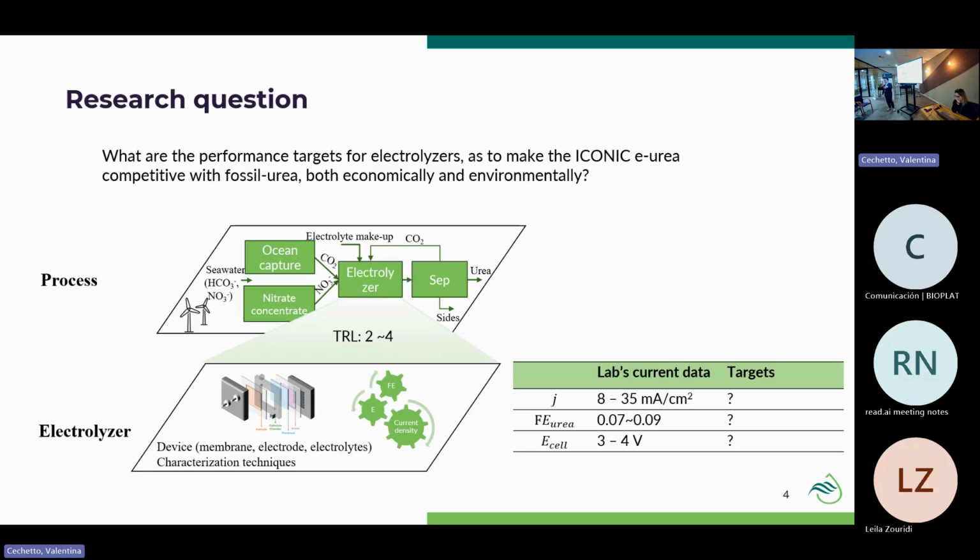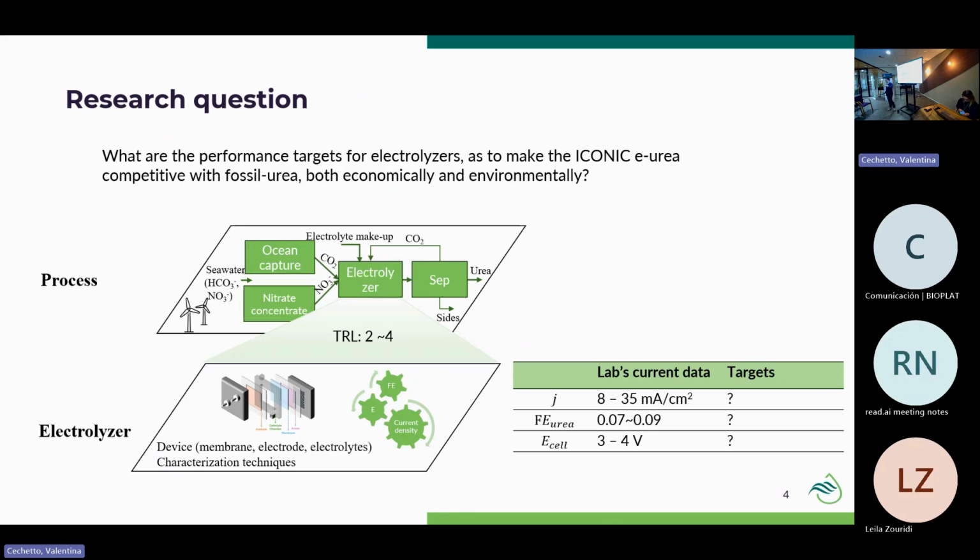And we see a lot of reports in the literature reporting the Faraday efficiency and current density. That's normally what we see. But the things that are not very clear are: what are the targets we need to reach for those key performance indicators? For example, here is a list of current results. Then what is the proper target for the future? And we try to answer this question at the process level.